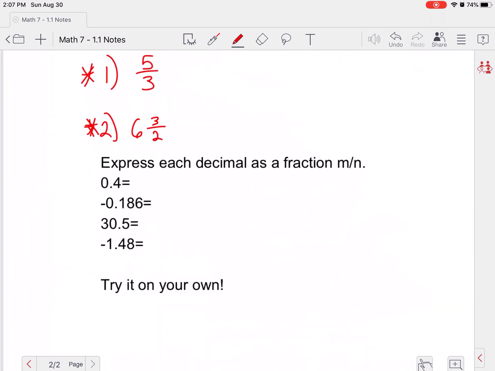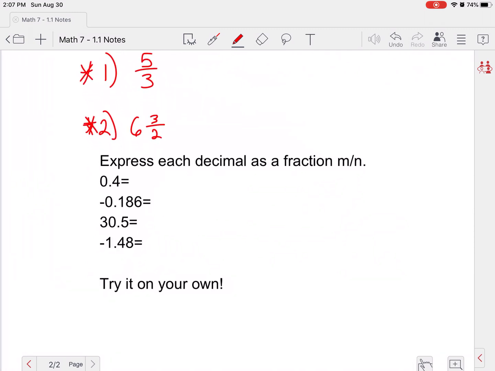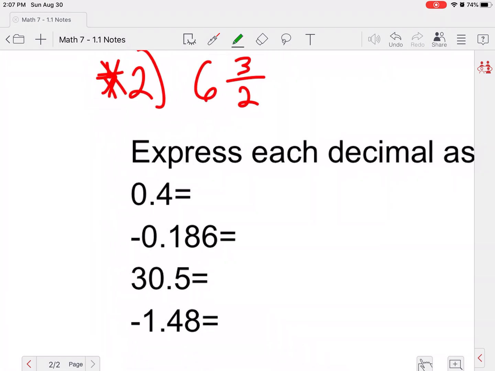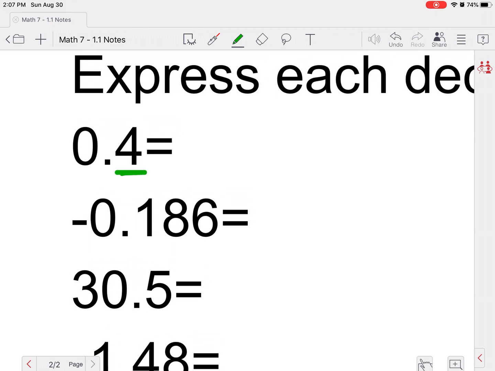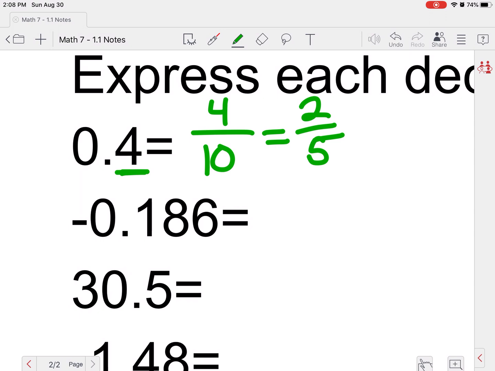All right, now we're going to go back to expressing decimals as a fraction m over n. If we want to write these as a rational number, remember when we're looking at decimals, we look at the last place value. So the 4 is in the tenths place. I always write just the decimal number in my numerator, and since it's the tenths place, I write 10 in the denominator. Is this my final answer? I'm going to go with no, because it's not reduced. So we're going to simplify that to be 2/5.